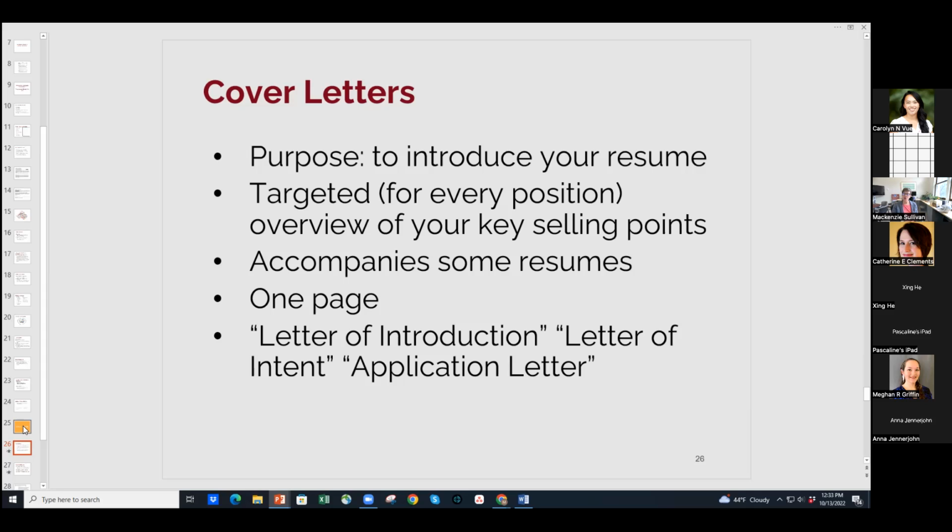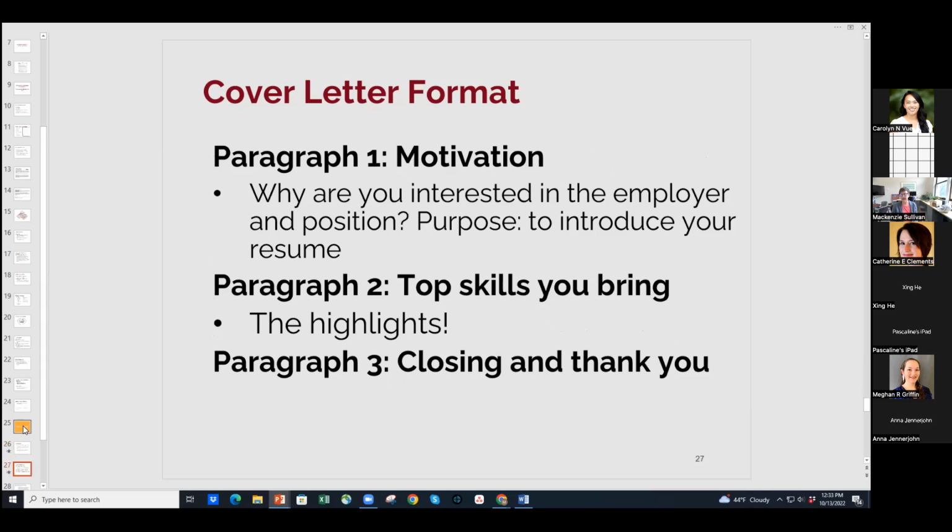It needs, of course, to be targeted. It is not used in every position. Increasingly, I would say, particularly in the tech sector, you don't need a cover letter. So a cover letter would accompany many resumes, but sometimes you don't even need one. It's one page. Sometimes it's called a letter of introduction, a letter of intent, an application letter, something like that. But the basic idea is the same.